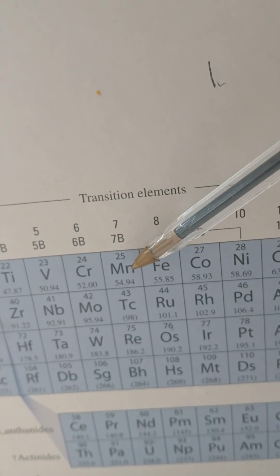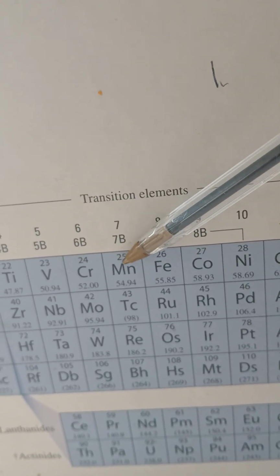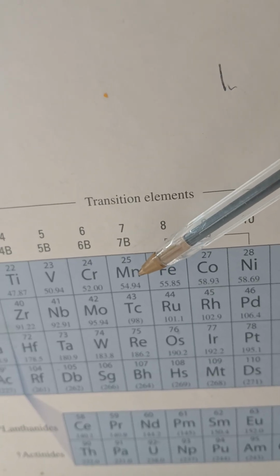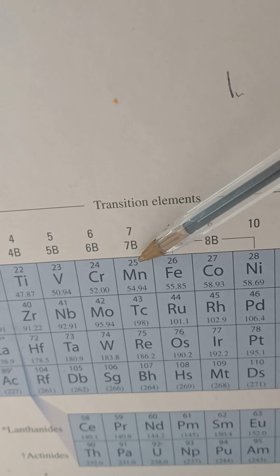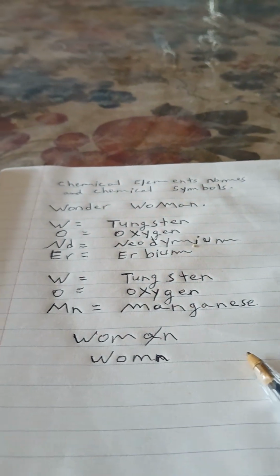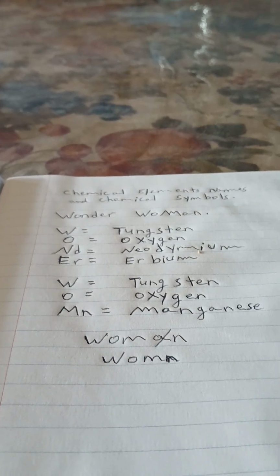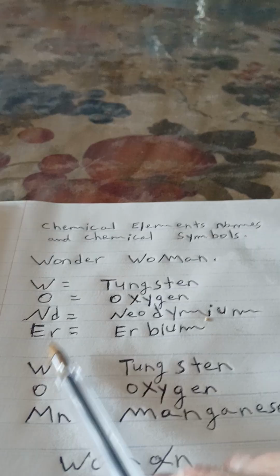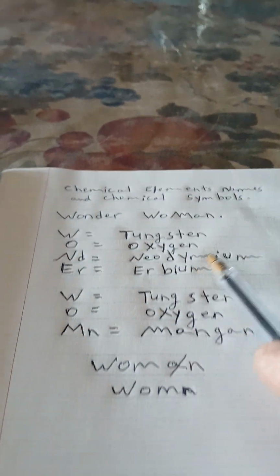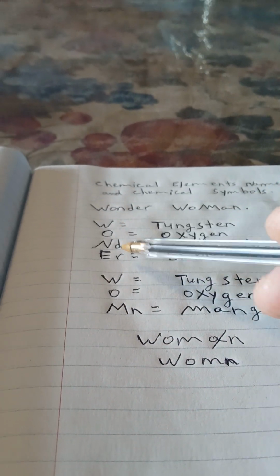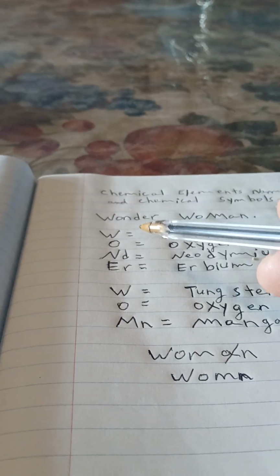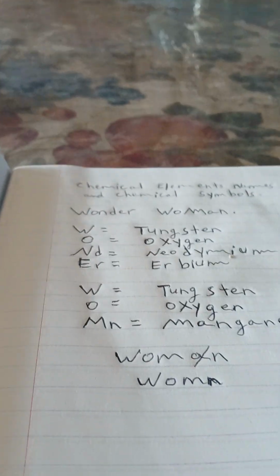Capital M and small n, that's for manganese, and that's atomic number 25. So using that, we know that capital M and a small n is for manganese. So we could take the A out of woman. And here we have Wonder Woman, and all these chemical symbols, like I just showed you, are in the periodic table of elements. All right? Okay, over and out.